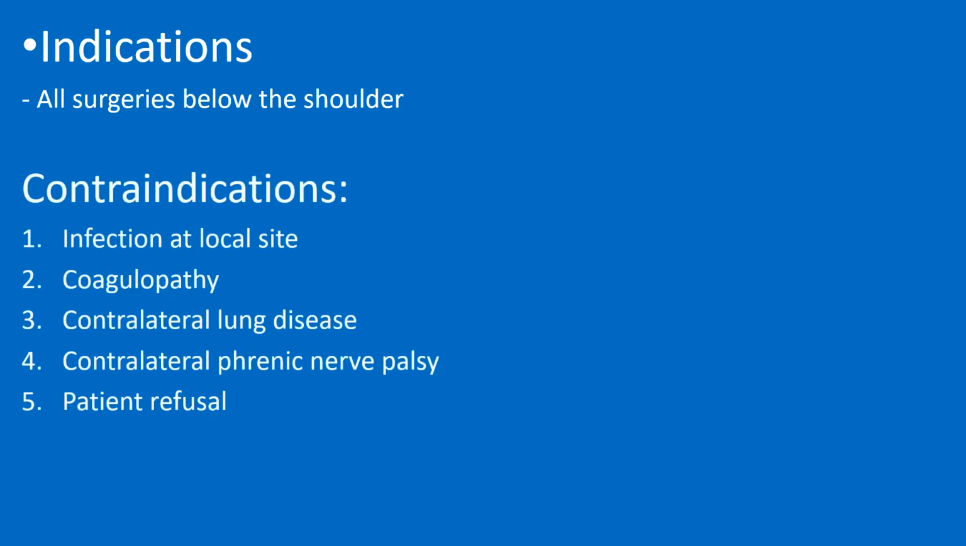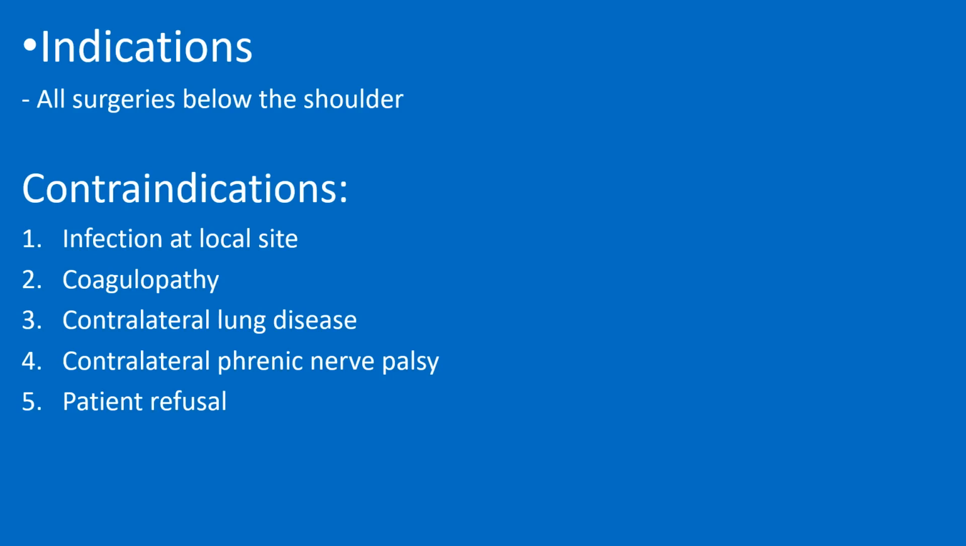The contraindications are commonly infection at the local site, coagulopathy, contralateral lung disease and contralateral phrenic neuropalsy, because the incidence of pneumothorax is around 0.5 to 6% with supraclavicular brachial plexus block. Whenever the patient has a contralateral lung disease, there is respiratory embarrassment and the patient may have difficulty in breathing. That is why it is contraindicated in patients with contralateral lung disease.